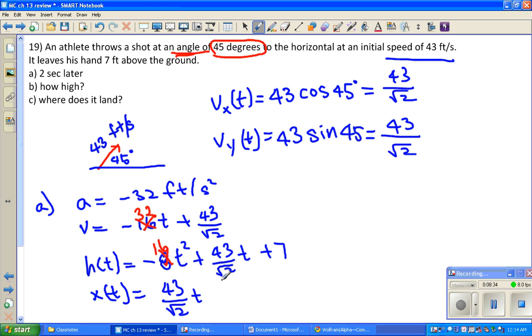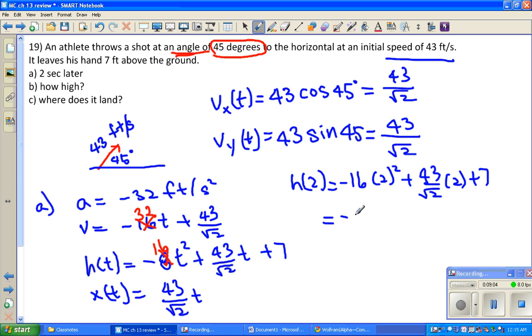Now, 2 seconds later, basically h of 2 is what we're looking at. Then we end up getting negative 16 times 2 squared plus 43 over radical 2 times 2 plus 7. Now that will be our answer. Now this becomes negative 64 plus, this becomes 43 radical 2, and this one is 7 in itself.